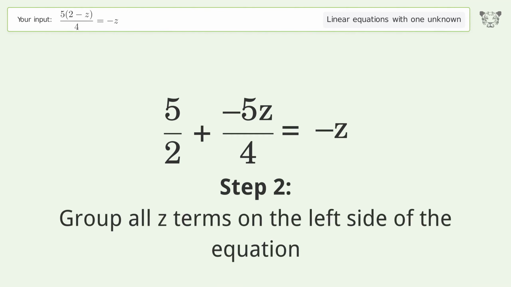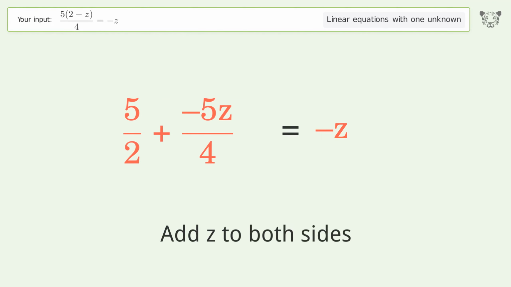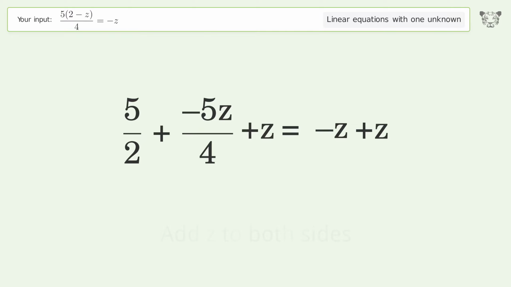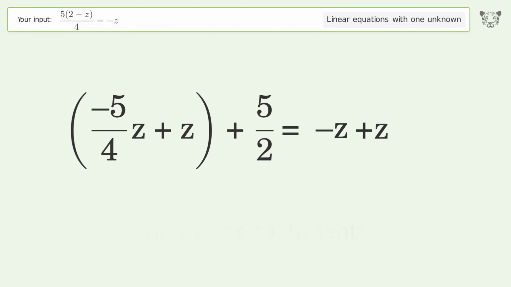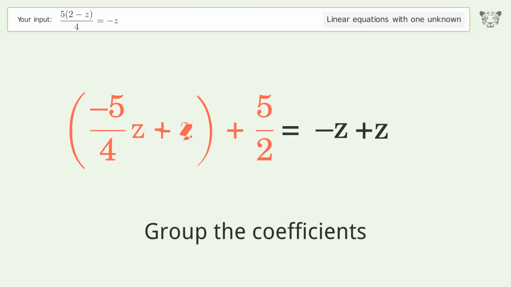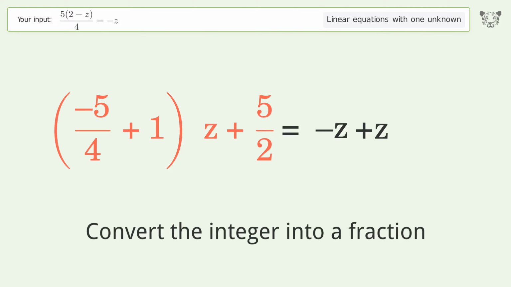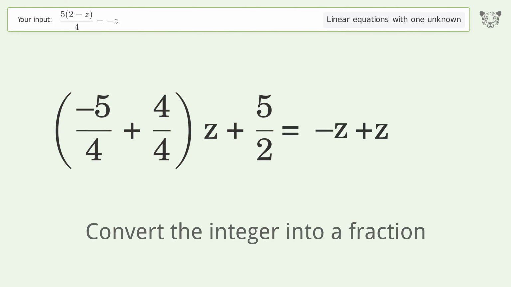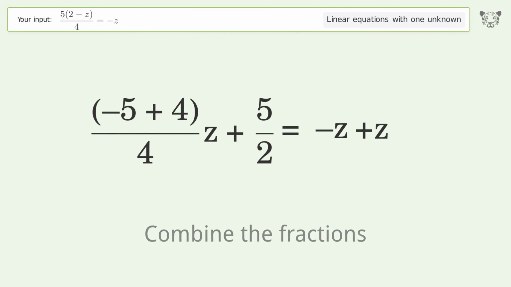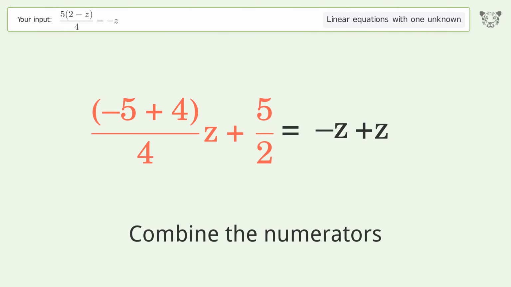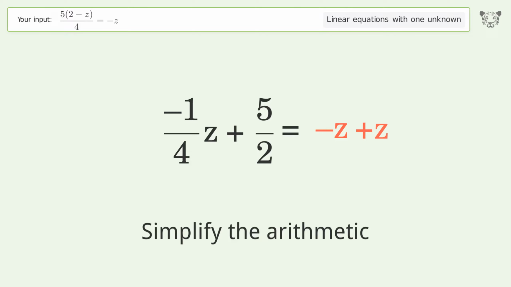Group all z terms on the left side of the equation. Add z to both sides. Group like terms. Group the coefficients. Convert the integer into a fraction. Combine the fractions. Combine the numerators. Simplify the arithmetic.